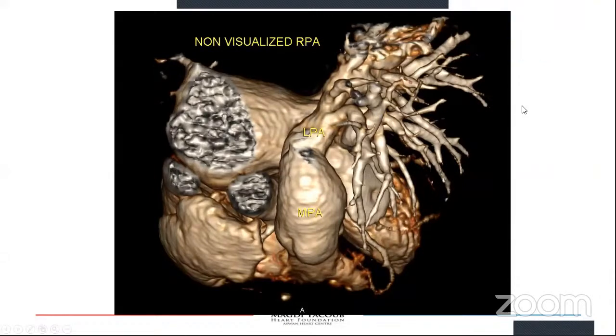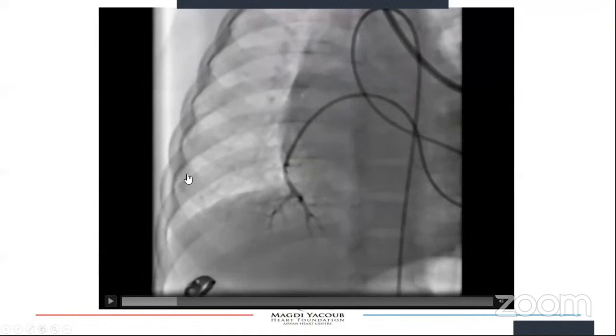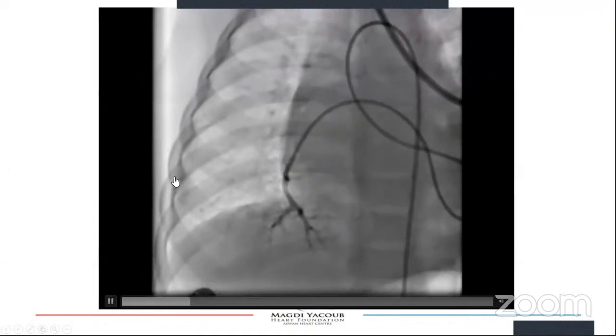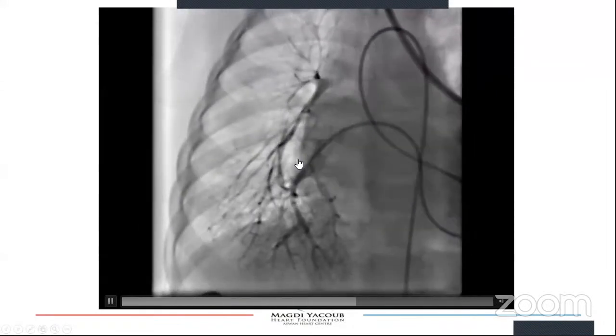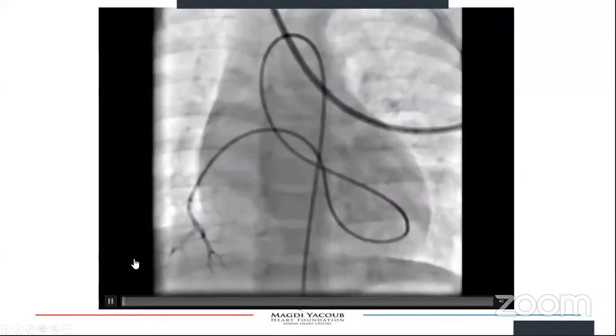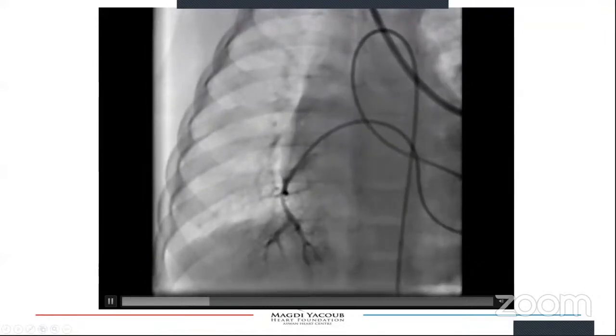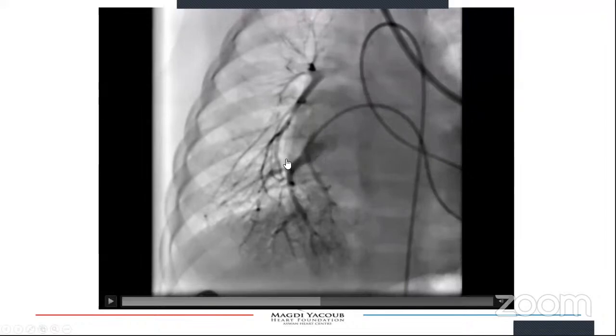So this case was referred as a patient who had a PDA and was referred for PDA closure. But since the RPA was not visualized at all, this did not mean that the RPA was necessarily absent. So with our colleagues in the cath lab, they went ahead and did a pulmonary vein wedge injection. The catheter went all the way into the right pulmonary vein and injected dye there. This showed a trace of the right pulmonary artery at the hilum of the right lung, the one that Dr. Gabriel is showing.